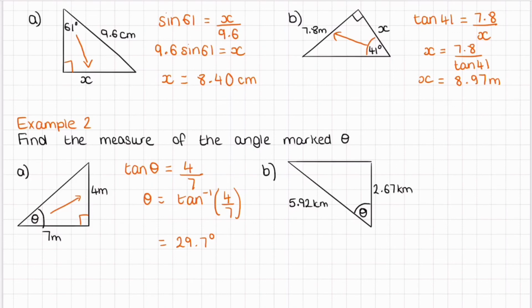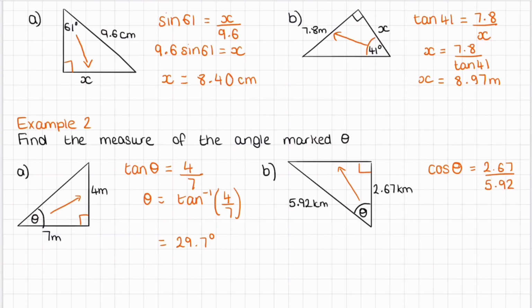And then for B, let's have a look now at B. We're finding the angle again. This time, we know the hypotenuse, because there's our right angle, so we know the side opposite the right angle. We don't know the side opposite the angle we are trying to find, which means we need the adjacent and the hypotenuse. If you look there, you'll find that that is cos. So the cos of theta equals the adjacent, so that's 2.67, divided by our hypotenuse, which is 5.92.